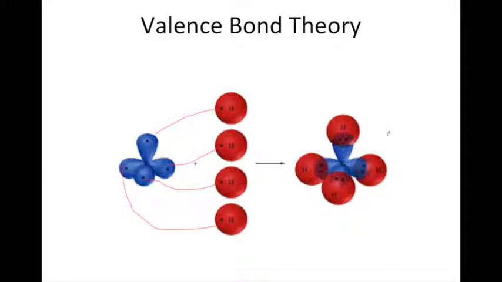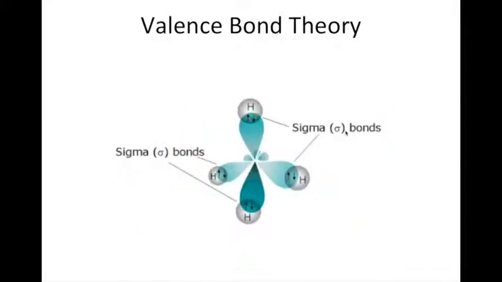So we could visualize methane a little more accurately by looking at it like this. We have a tetrahedral geometry, and our covalent bonds are formed by the overlap of an sp3 hybrid orbital with one of hydrogen's 1s orbitals. And again, we call these covalent bonds sigma bonds because they're basically a direct head-on overlap. We'll see another type of bond, and we'll discuss that a little bit later.